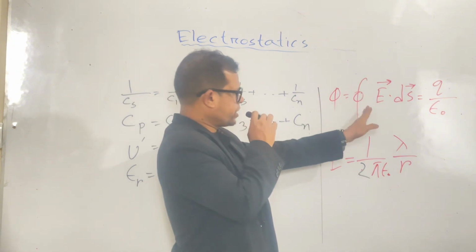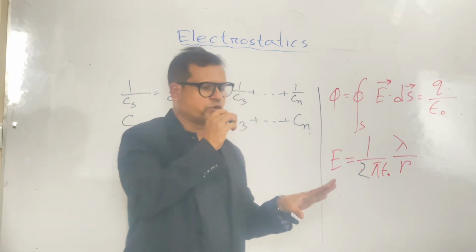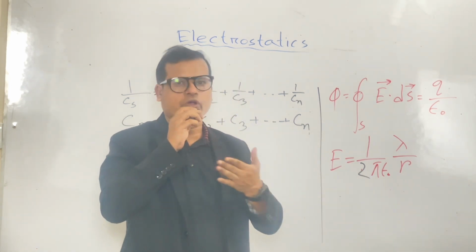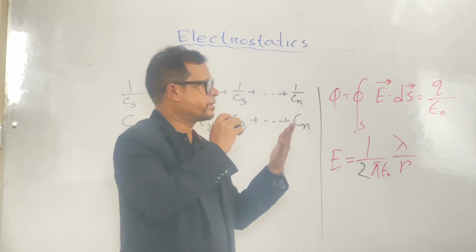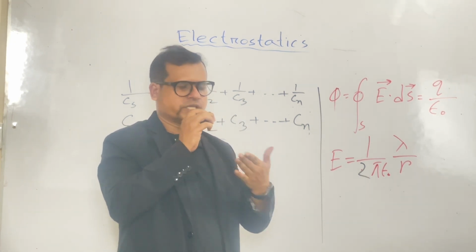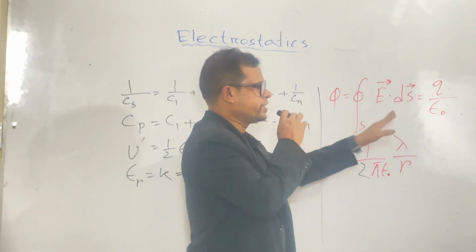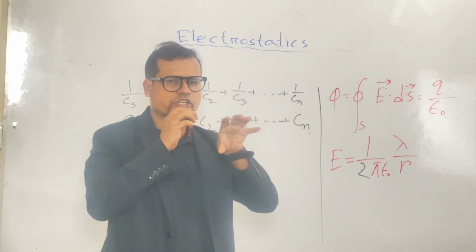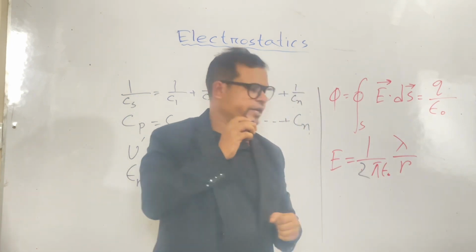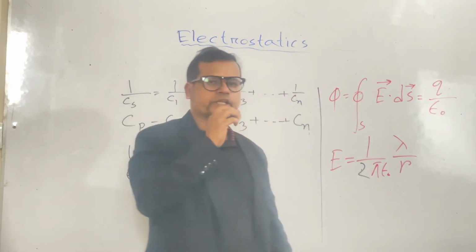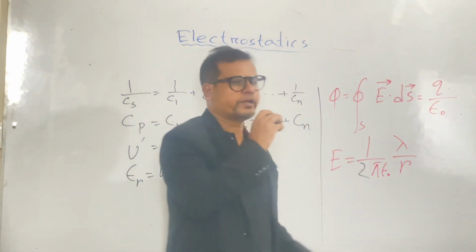Phi equal to the closed integral of E dot dS. Very, very important. This is the Gauss law equation. Okay, you have to remember this, and in honors you will get this equation. Phi is the electric flux, E is the intensity, dS is the closed surface area, and Q over epsilon is the charge over the permittivity of the medium. If you know Q and epsilon, then you can find the flux.